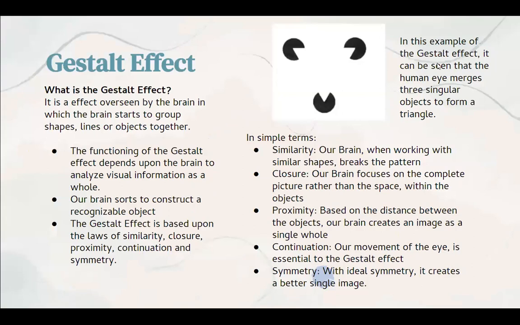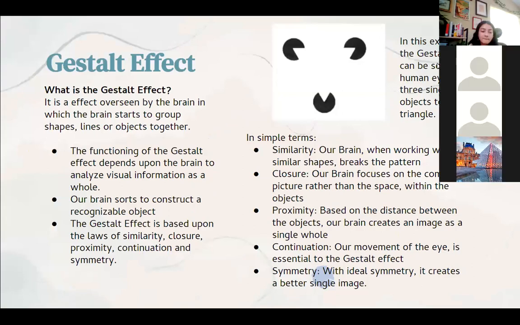Now, one of the most common effects, and this in itself is an optical illusion, that your brain can use is called the Gestalt effect. So, as it says here, it is an effect overseen by the brain in which the brain starts to group shapes, lines, and objects together. As you can see in the top corner, this diagram depicts an interesting thing. When you first look at it, it appears to be a triangle. But if you look closer, from surface level, there actually is no triangle. So this is a perfect example of the Gestalt effect, as it can be seen that the human eye merges three singular objects to form a triangle.